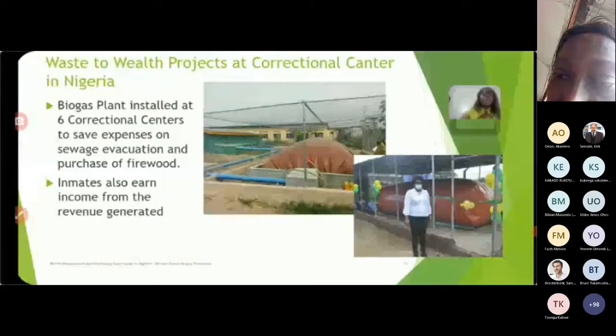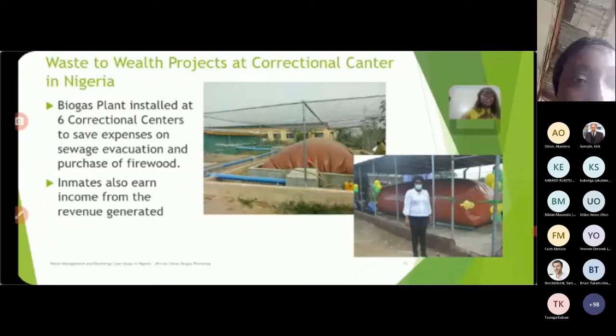Waste to Wealth projects at correctional centers are also some of the projects we've done. About 6 correctional centers presently have biogas plants. We use the waste from the inmates instead of evacuating the waste every month or 2 times in a month like they usually do. The waste is being digested daily within the correctional center. They produce biogas, which is used for cooking in the kitchen. This way we've converted their firewood kitchen into a gas kitchen. At the moment, they no longer use firewood for cooking at these prisons.